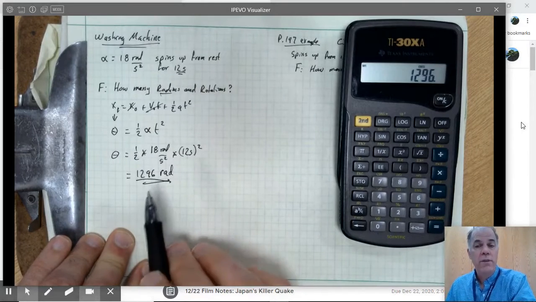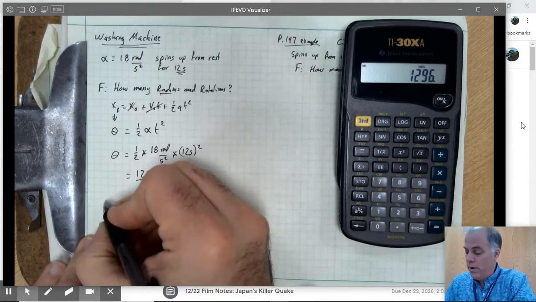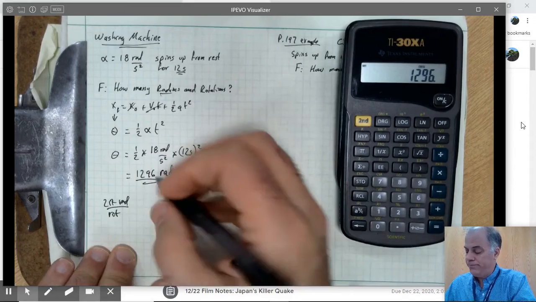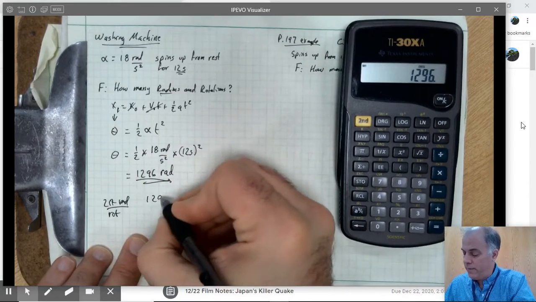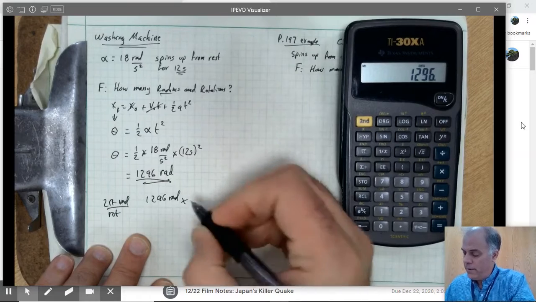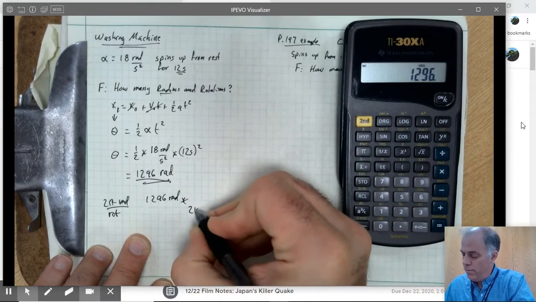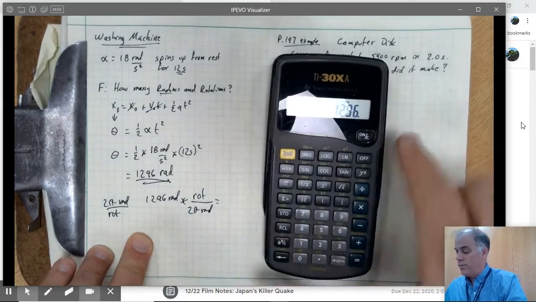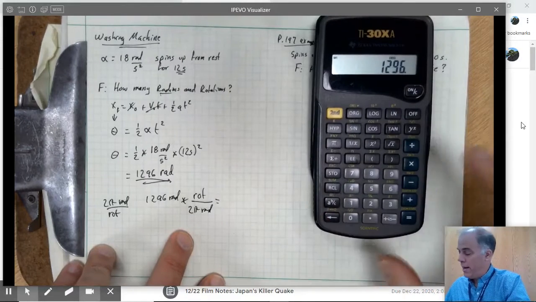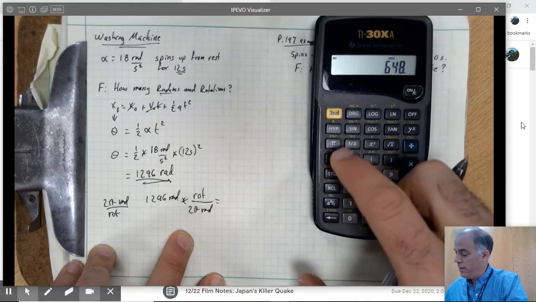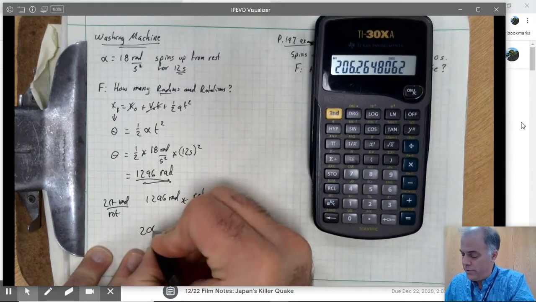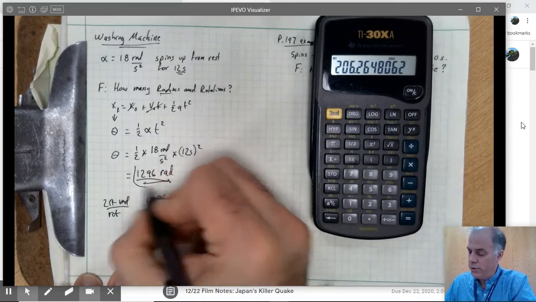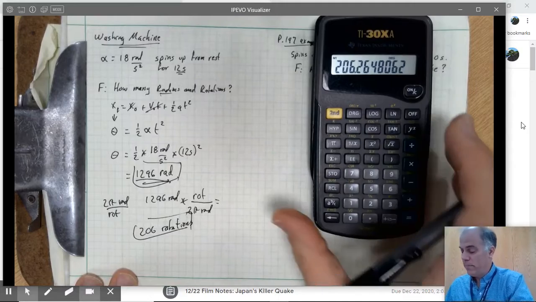So now we have to convert the radians into rotations. And remember, there are 2 pi radians per rotation. So we do 1296 radians divided by 2 pi radians per rotation. So we're just basically going to divide the radians by 2 pi. So divided by 2, divided by pi, we wind up with 206 rotations. And that's our answer. This is also an answer because we want the answer in radians as well.